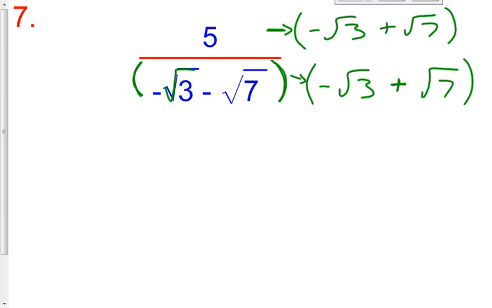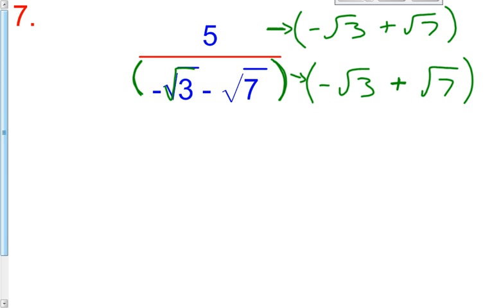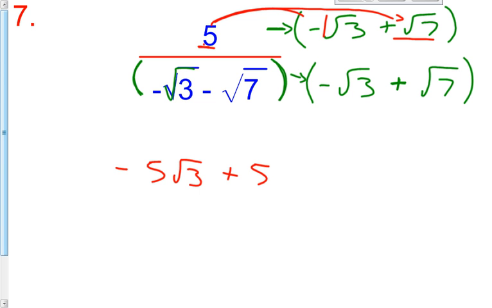All right. And now, class, we're going to distribute the top, and we are going to FOIL the bottom. And you can see, as I FOIL the bottom, how the middle terms cancel out, and in that way, the irrational numbers disappear. We'll do the top first. We're going to take this 5 and distribute it amongst both of these two terms. So 5 times a negative 1 square root 3 is a negative 5 square root 3. This 5 times the positive square root 7 is a positive 5 square root 7. So the numerator is easy enough.